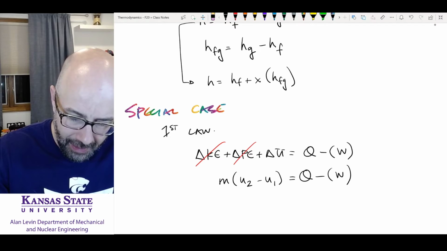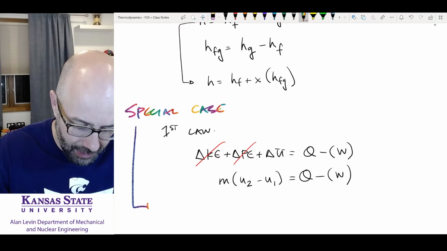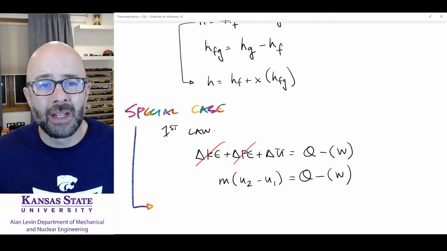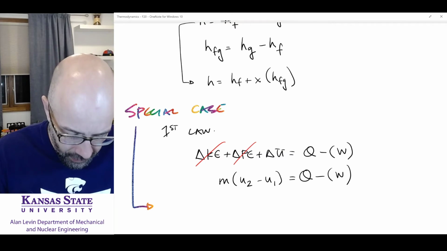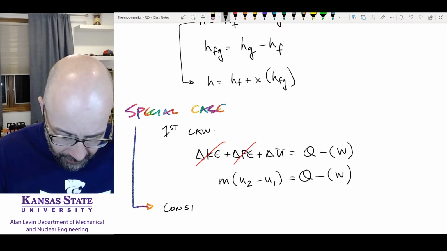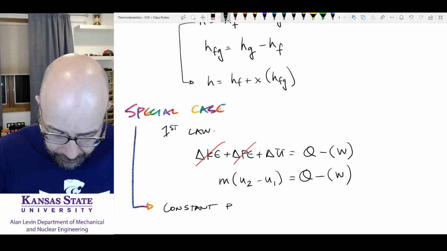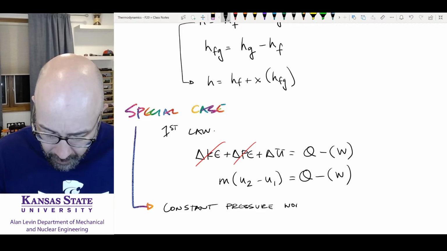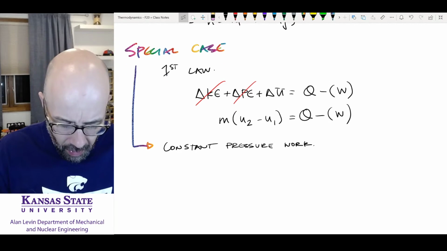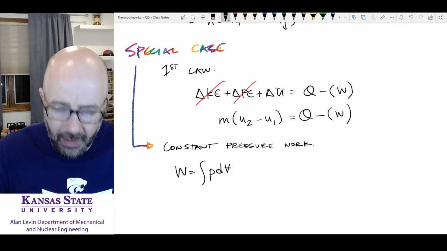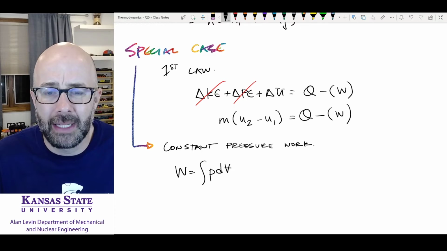Let me get back to my color thing. My special case really comes into play. Now we're going to deal with constant pressure work. So how do we calculate constant pressure work? Well, work is the integral of PdV. We know that, we've dealt with that many times.